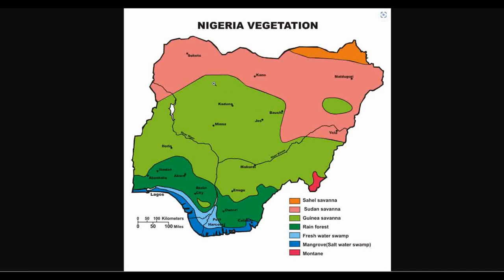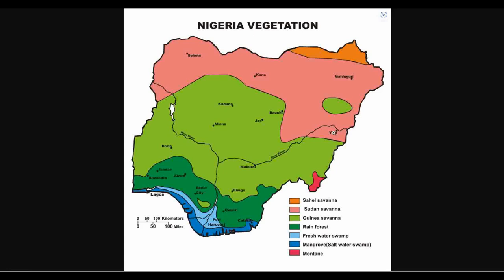So what are the states that have this biome? Sokoto is one of them. You have Kano. You have part of Borno, where you have Maiduguri here. You also have Adamawa State now, where you have Adamawa is here.